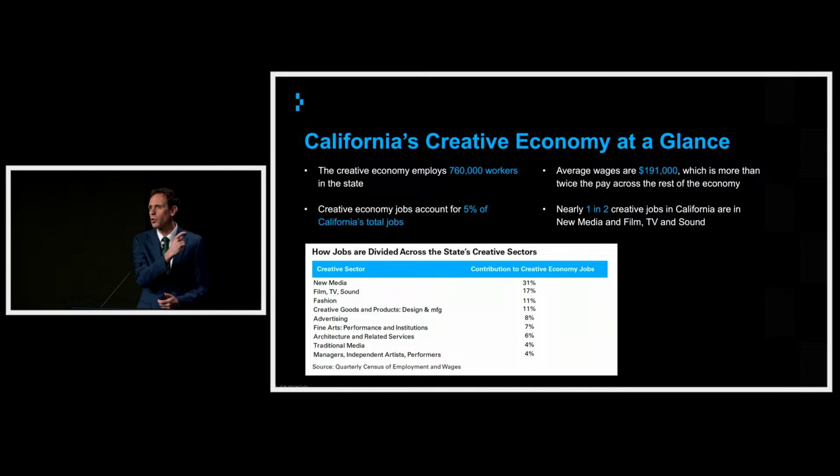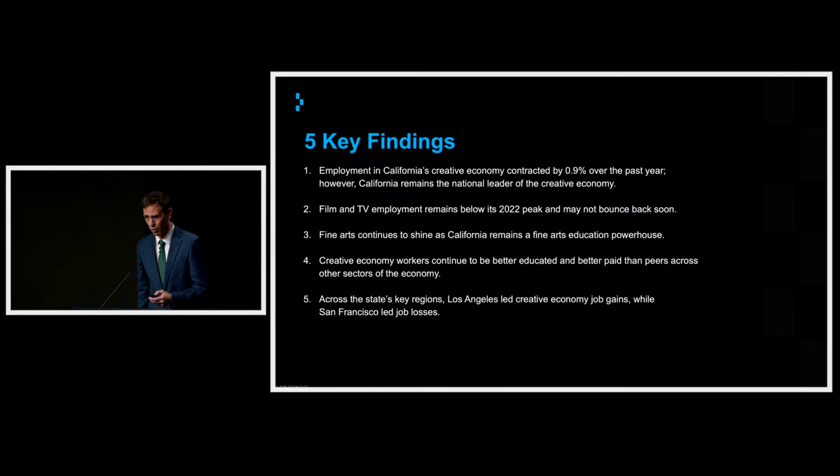Now, the chart also shows you how creative economy jobs are divided across each of these 9 sectors that make up the creative economy. And because they're a big part of the story today, I just flagged that new media and film, TV, and sound make up 1 out of every 2 jobs within California's creative economy.